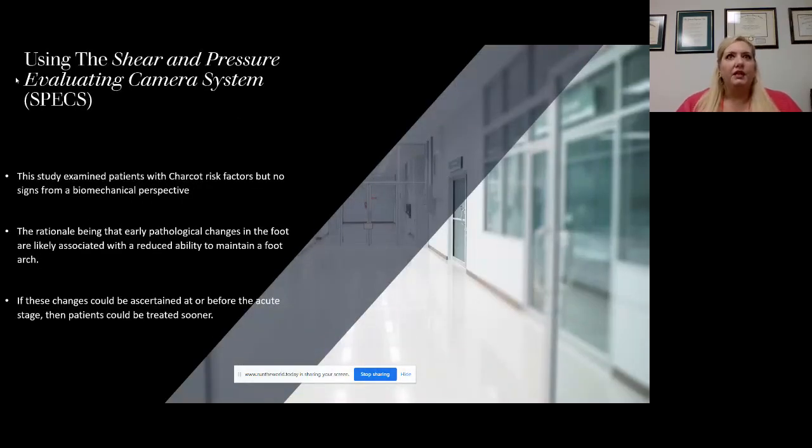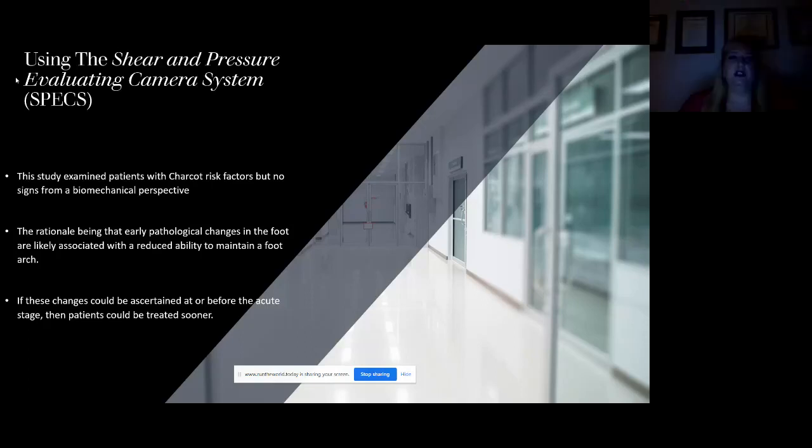So can we predict which patients might develop Charcot over time? You can see there could be utility there, right? If we could check these patients, we'd know they have an increased risk, and they could take measures to prevent it from occurring. We could really help these patients long term. So this study examined patients with diabetes but no other risk factors or signs and symptoms from a biomechanical aspect. So their foot looked normal. They had diabetes, but the foot structure was good.